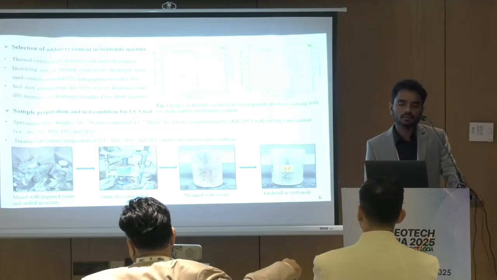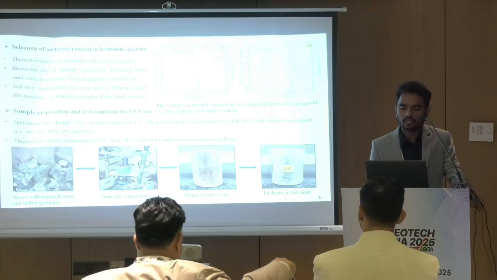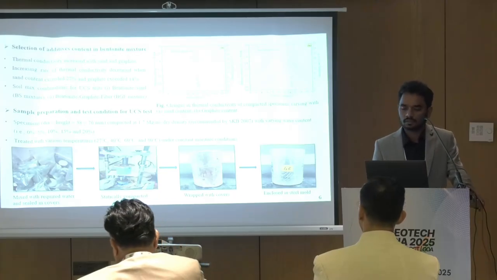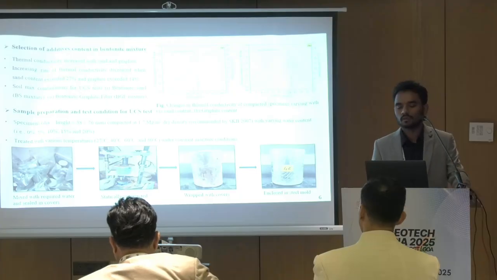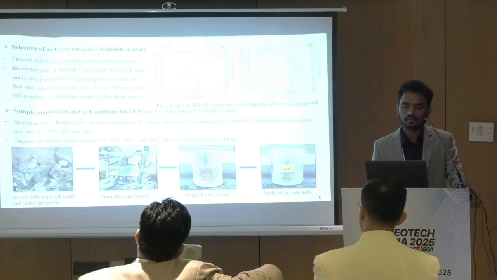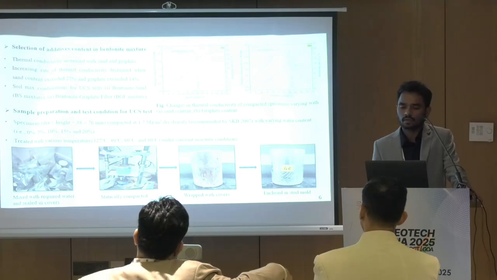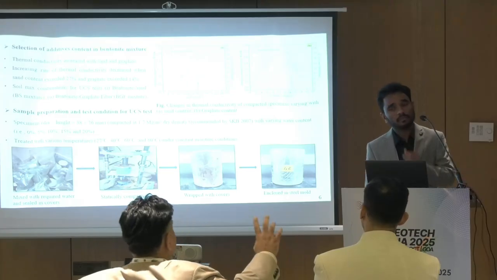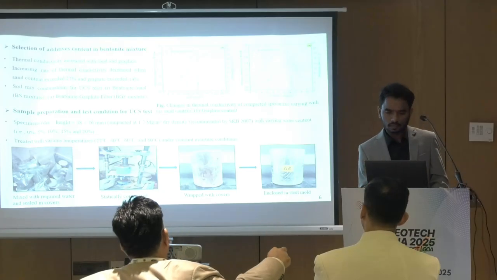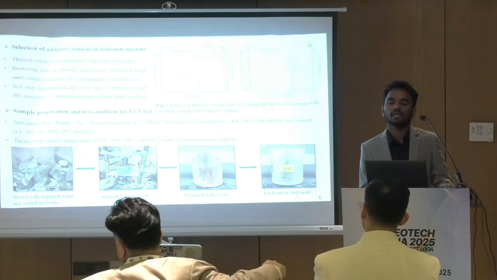To select the combination of additive contents in the bentonite mix, we have done many tests like swelling pressure, thermal conductivity, and shear stress. I am going to show you one parameter, thermal conductivity. With increasing sand content, thermal conductivity increases. Similarly with graphite content also, but the increasing rate of thermal conductivity is optimum at 27% for sand, and for graphite it is 14%.